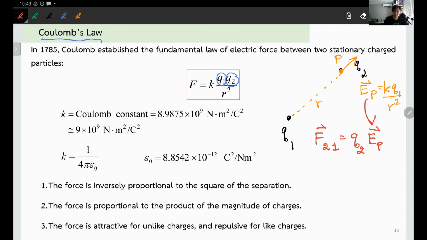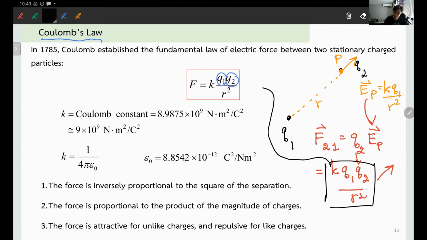And that's it. You're done. What you're going to get is K Q1 Q2, see, Q2 just drops down here, over R squared, and the direction is going to be in that direction. And as you can see, this formula is the same thing as this one right here. So I just want to confirm Coulomb's law, even though you can start from saying that this is the law saying what is going on between two charges.